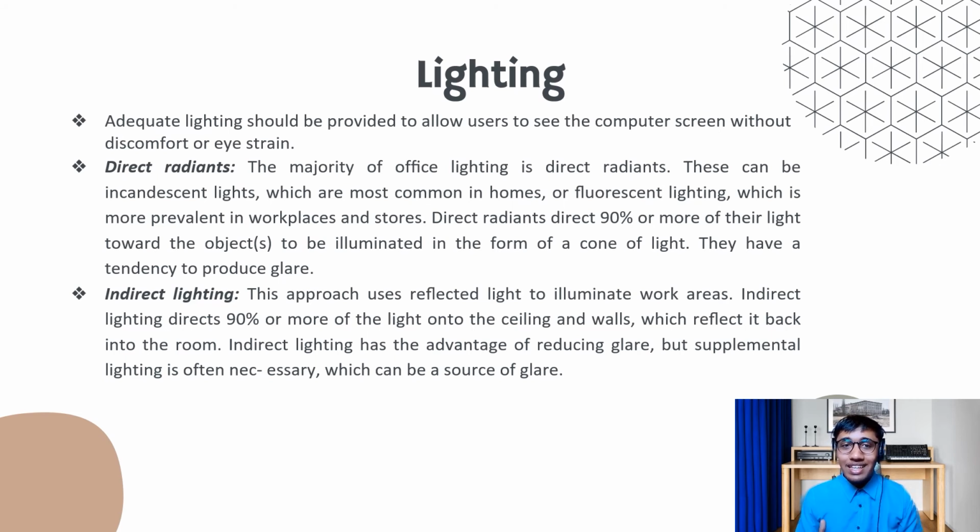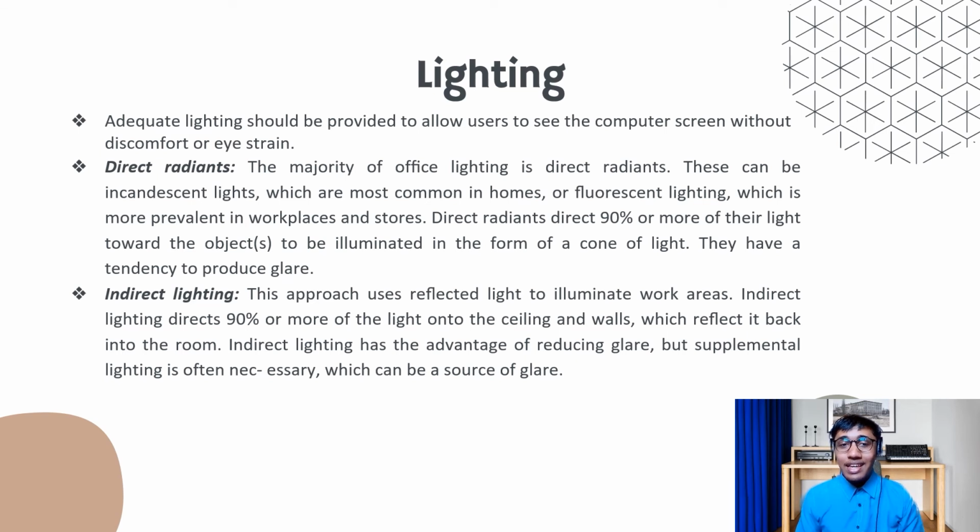This can be incandescent light, which is most common in homes, or fluorescent light, which is more prevalent in workspaces or stores. Direct radiant lights direct 90% or more of their light towards the object to be illuminated in the form of a cone of light. They have a tendency to produce glare.